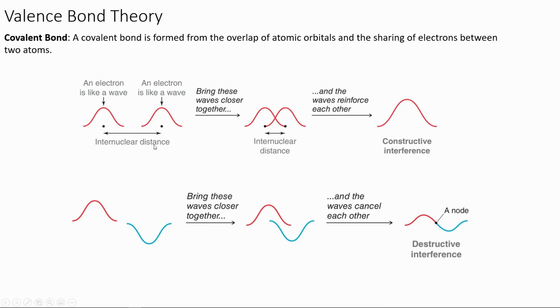We have two orbitals that share the same sign, and when they become closer together, we get constructive interference. So as the two waves come close together, we have two positives, for example, creating constructive interference. If we have a negative lobe interacting with the positive lobe, then the waves will cancel each other out, and we'll get destructive interference as well as a node where we turn from positive to negative.